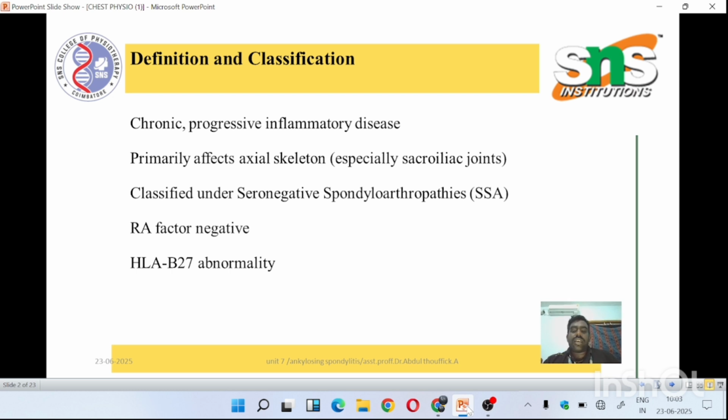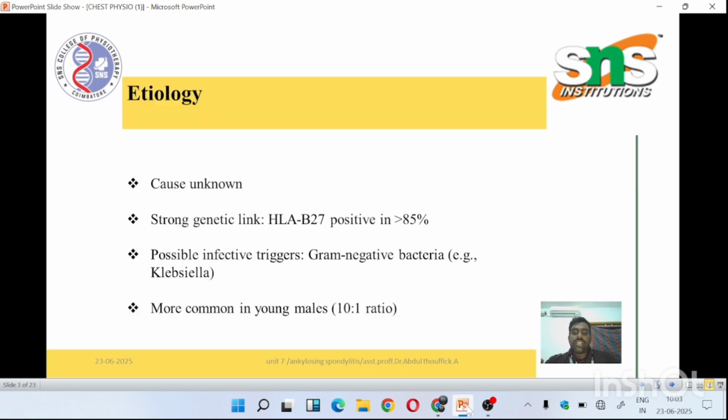What is the etiology? The exact cause remains unknown, but genetics plays a strong role. More than 85% of people with ankylosing spondylitis are HLA-B27 positive. There is also a possible trigger from gram-negative bacteria like Klebsiella. It affects males much more than females, at a ratio of about 10 to 1, and usually starts in young adults.